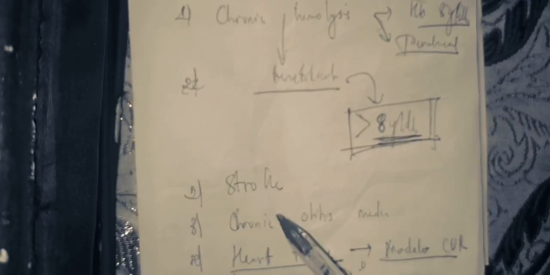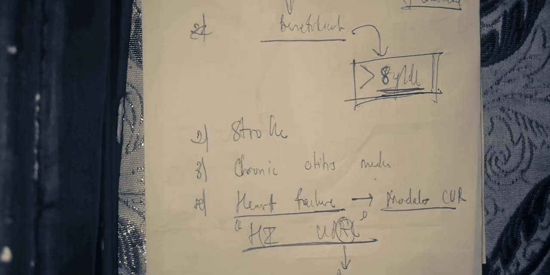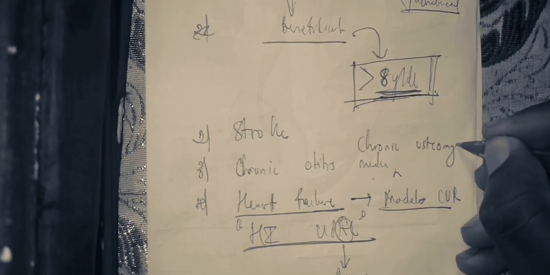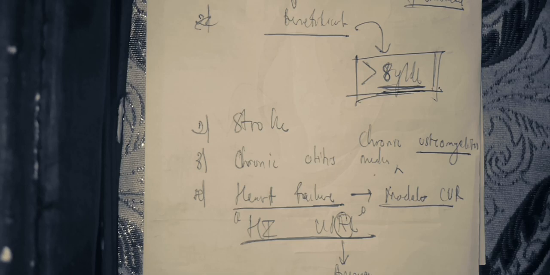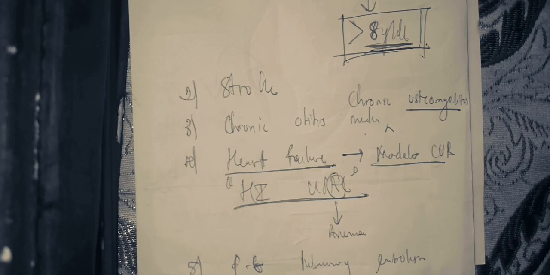The next one is stroke. Every time you have a pediatric patient that has stroke, you need to know that there can be a background of sickle cell. Chronic otitis media, and we also have chronic osteomyelitis, which is very common in patients with sickle cell. Every time you have a child that has osteomyelitis, it's always good to check for sickle cell, because we have said that there is a functional asplenia, and thus their immune system is reduced. We also have heart failure. If you have a patient that has heart failure, you can think of sickle cell.